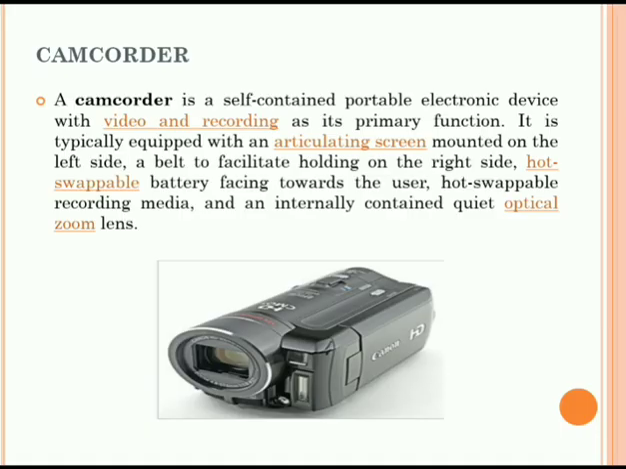The next type of display device is a camcorder. A camcorder is a self-contained portable electronic device with video and recording technology as its primary functions. It is typically equipped with an articulating screen mounted on the left side, a strap to facilitate holding on the right side of the hand, a hot swappable battery facing towards the user, hot swappable recording media, and an internally contained optical zoom lens. All these functions are available in a camcorder.